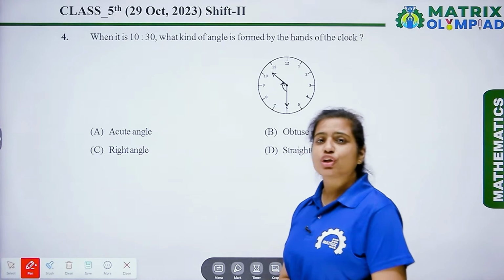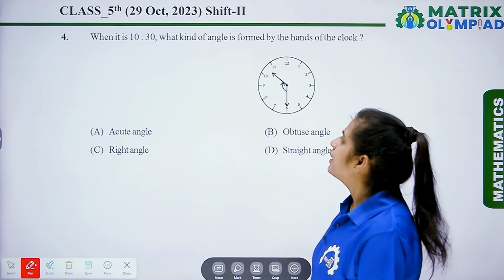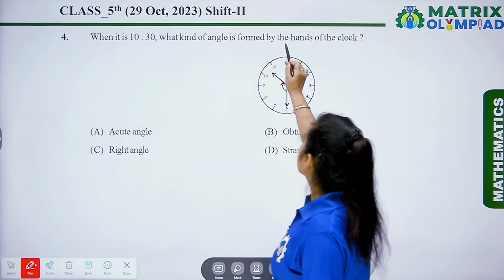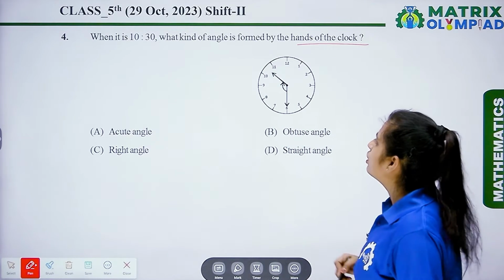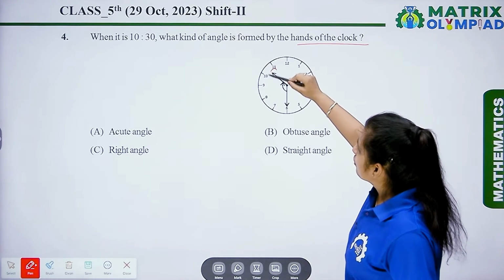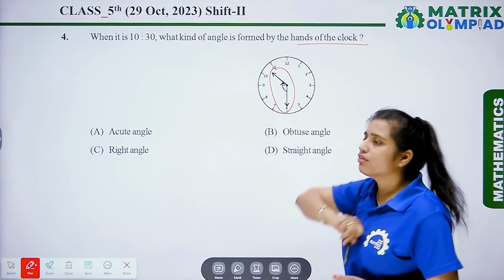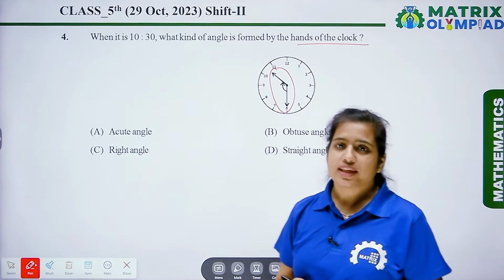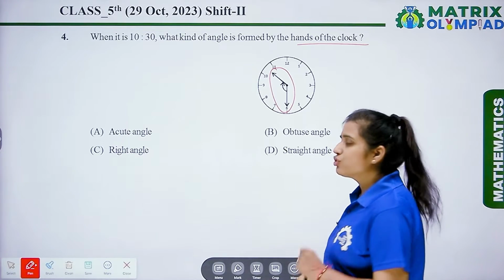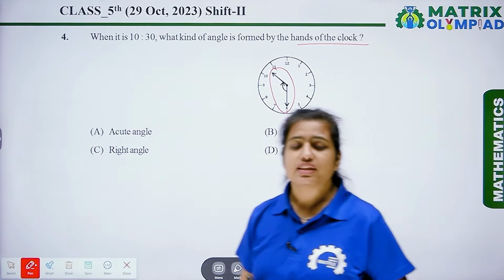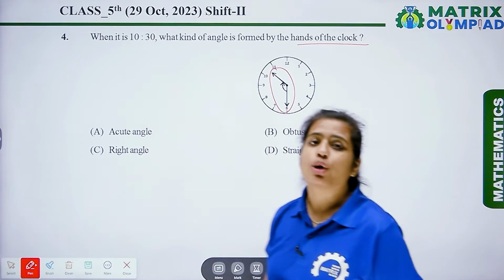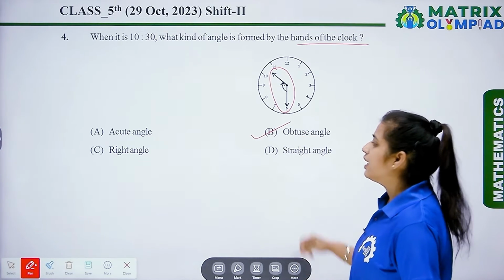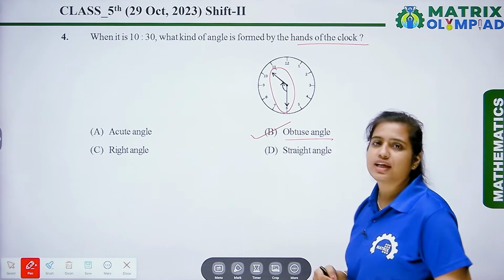Now in the next question, question number 4. When it is 10:30, what kind of angle is formed by the hands of the clock? So here we can see that the hands of the clock forms an angle which is more than 90 degree, and the angle which is more than 90 degree but less than 180 degree is known as obtuse angle. So here option B is the correct answer, that is obtuse angle.